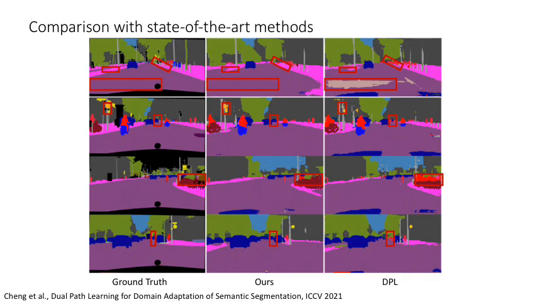Here we present some qualitative results obtained using the GTA to Cityscapes benchmark. The first column shows the ground truth. The column in the middle shows the results obtained using our method, and the column on the right shows the results obtained using DPL. DPL is a recent pixel level domain adaptation method that relies on deterministic translation and ensembling. We can see that our method gives better results.